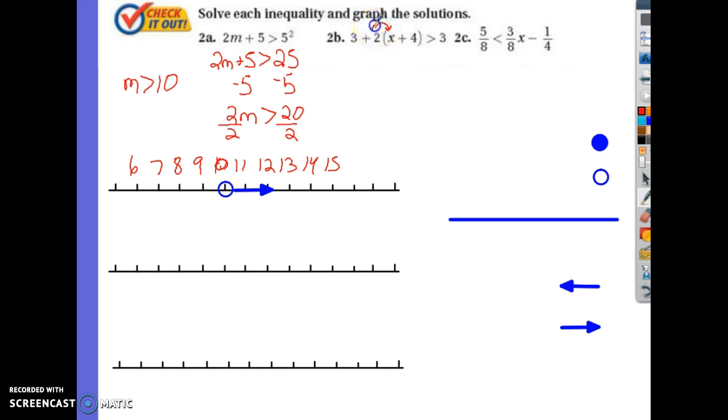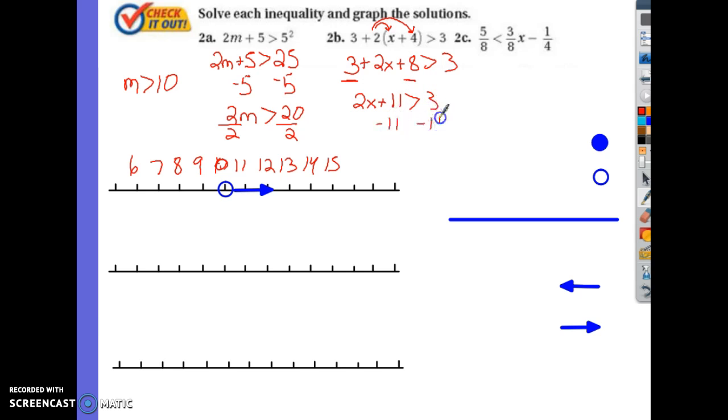So we have PEMDAS in this case, and the distributive property. So we're going to do 3 plus 2x plus 8 is greater than 3. We have like terms, the 3 and the 8, so we can combine them. We always want to simplify on the left side or the right side first. So you're going to do 2x plus 11 is greater than 3.